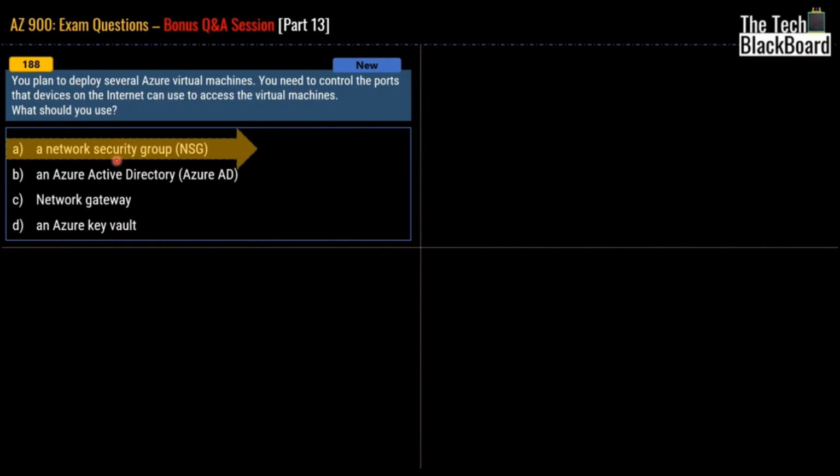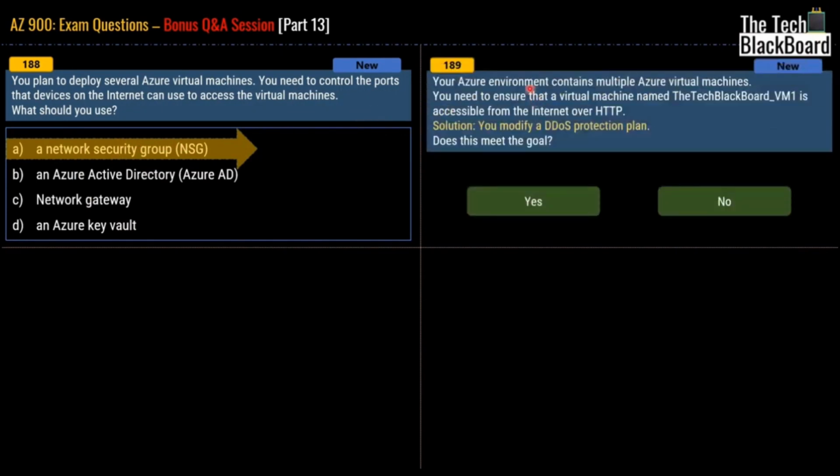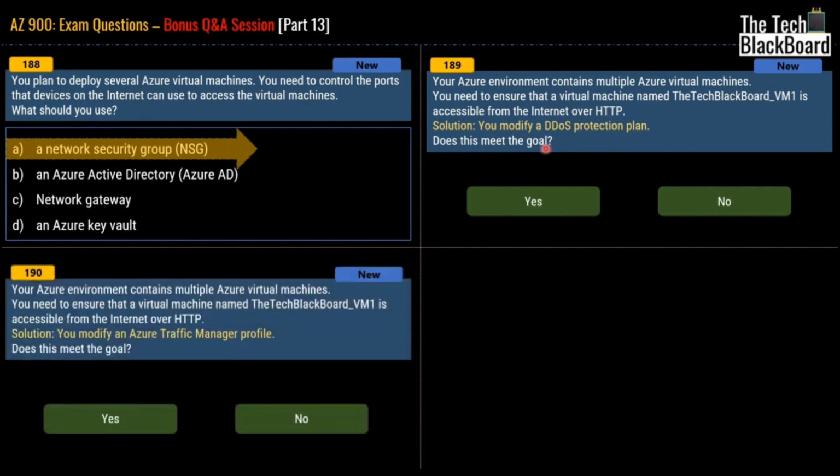Moving on with question number 189, it says that your Azure environment contains multiple Azure virtual machines. You need to ensure that a virtual machine named TechBlackboard VM1 is accessible from the internet over HTTP. The solution given here is that you modify the DDoS protection plan. Does this meet the goal? Now let's check out one more variation of the same question. Here in question number 190, the question is the same, however, the solution is different. This time it says that you modify an Azure Traffic Manager profile. So does this meet the goal?